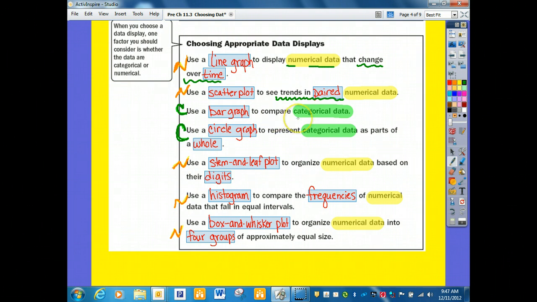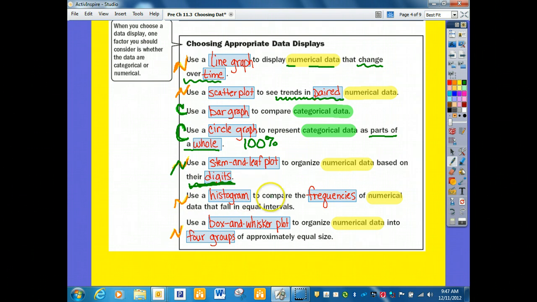The biggest difference between the bar graph and the circle graph is that the circle graph presents parts of a whole, meaning we're working with 100%. Add that little hint. Then down here for another numerical one, use a stem and leaf plot to organize numerical data based on their digits. That is your hint there: if you're working with digits, you want to use stem and leaf.